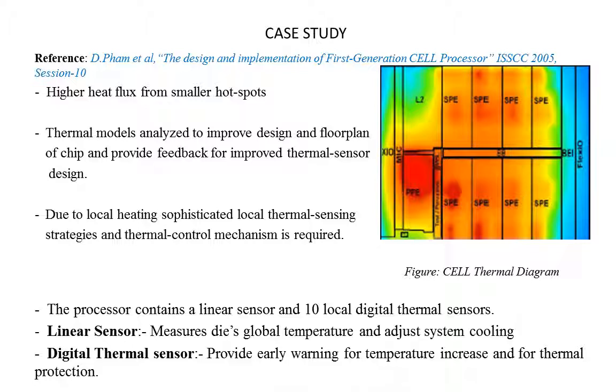The cell processor consists of a linear sensor and 10 local digital thermal sensors. The linear sensor is used to measure the die's global temperature and adjust the cooling accordingly. The digital thermal sensor provides a warning in case of a temperature increase. In that case, thermal management is carried out. The thermal management can be done using global clock gating or by DVFS, in which voltage and frequency scaling is applied to reduce the temperature.